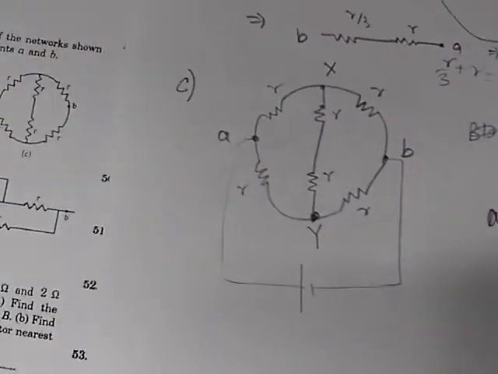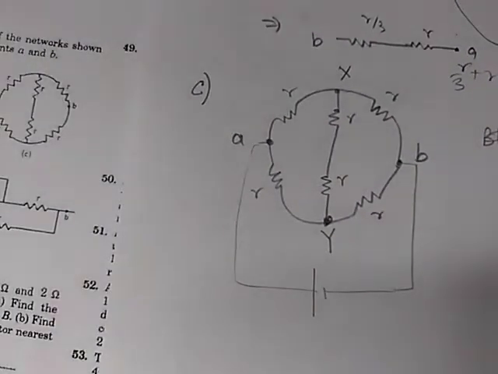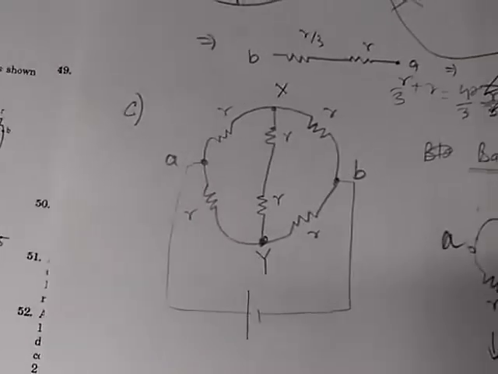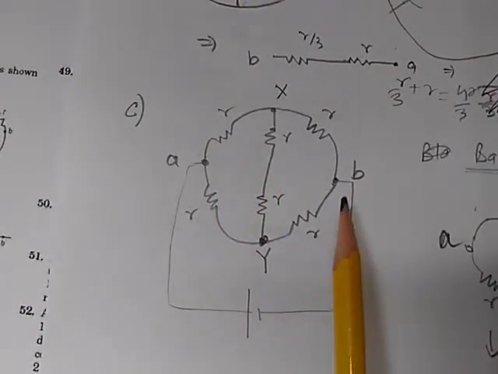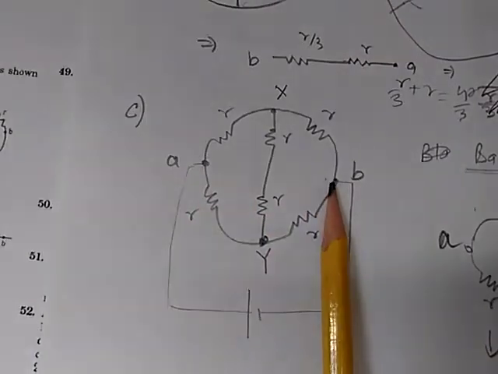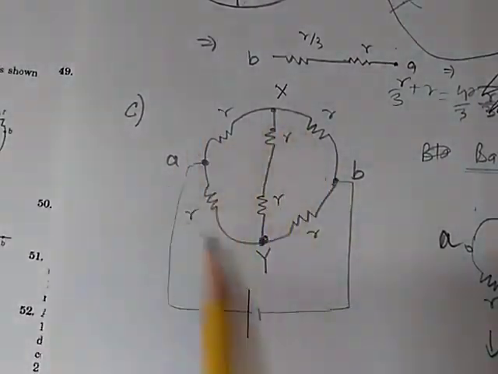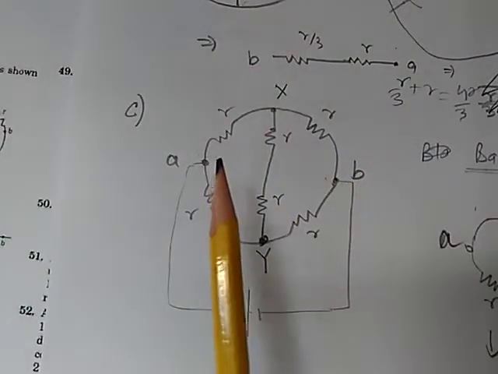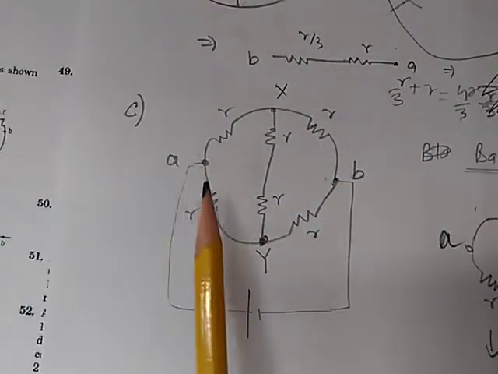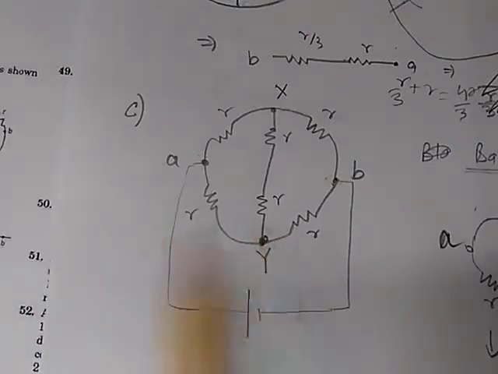Now the next problem is a similar problem. Point A is here, point B is here, and we need to find the equivalent resistance between them. This problem is the same as the Wheatstone thing we learned earlier in one of my YouTube lectures. You can search for this on this channel.